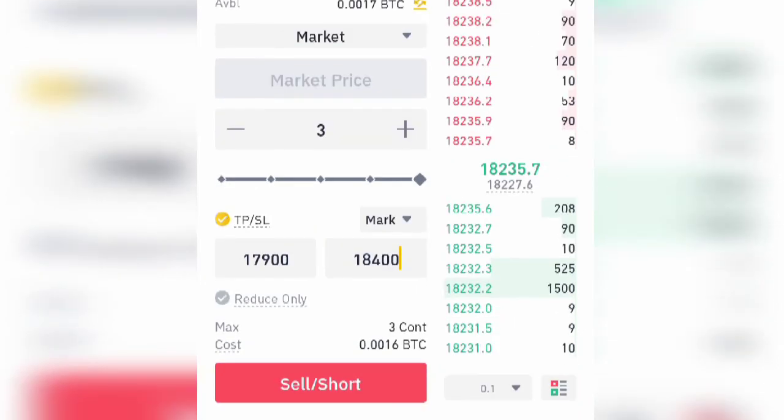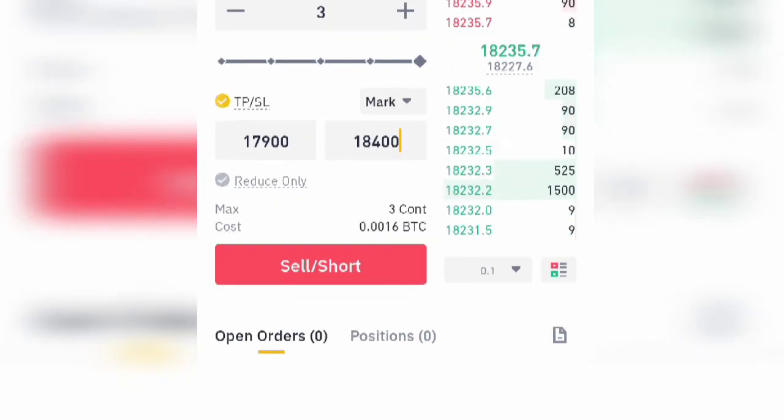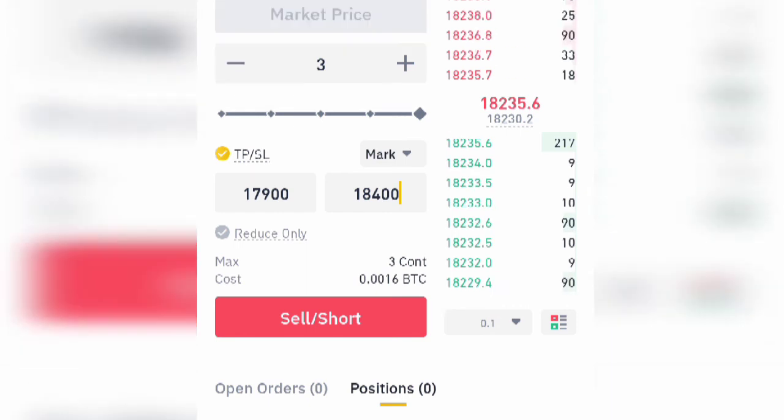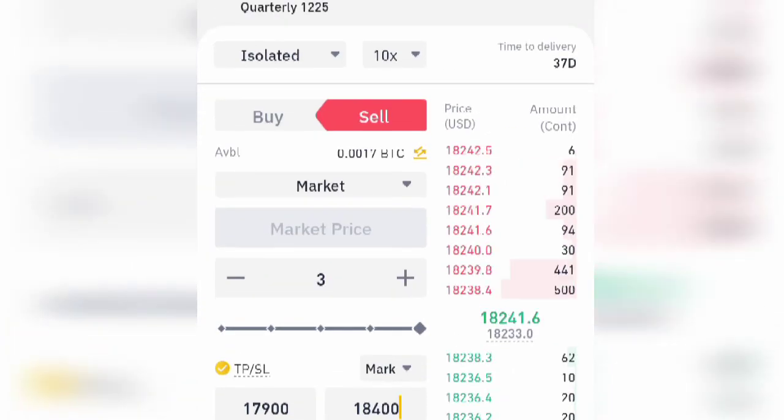And when you sell short, you go up to positions and see your open positions, and then monitor your trade. So that is simply how to enter a futures trade.